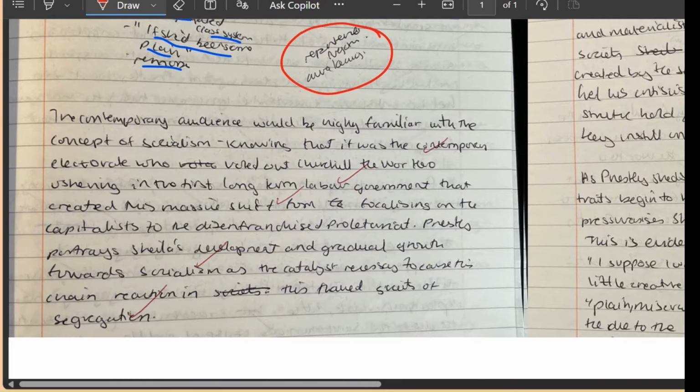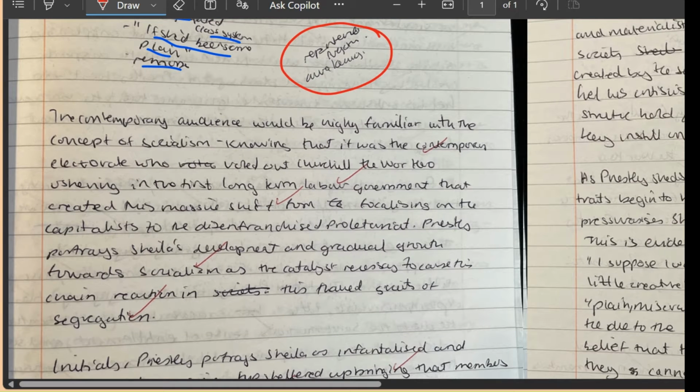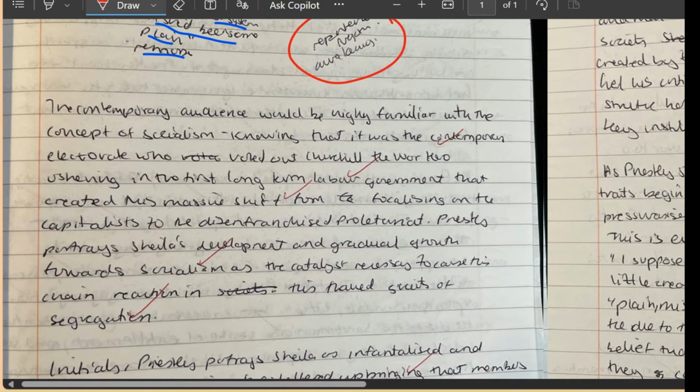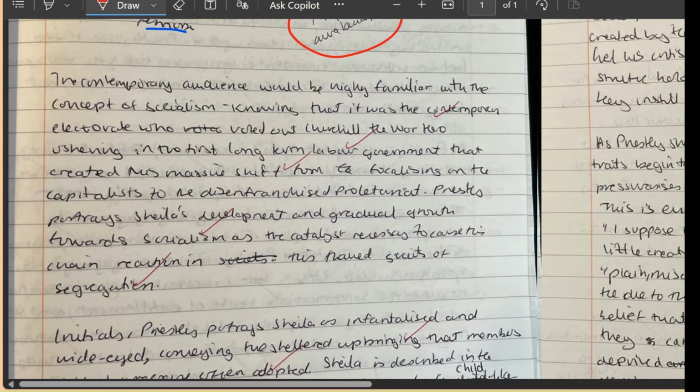Introductions are terribly important. You want to mention your context and you want to really show the examiner what you're made of. So I began my introduction saying, the contemporary audience would be highly familiar with the concept of socialism, knowing that it was the contemporary electorate who voted out Churchill, the war hero, ushering in the first long-term Labour government that created this massive shift from focalising on the capitalists to the disenfranchised proletariat.